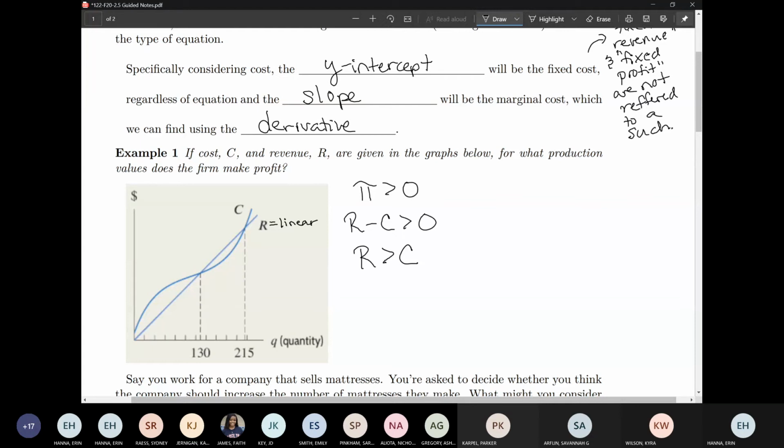So that's kind of the algebraic way to get yourself there if it doesn't just kind of click in your brain, which is fine. So where on this graph does the revenue, that linear straight line, end up above the curvy one? Just in kind of this area, kind of in the middle. So we would say that they make profit, I'm going to write it like this, Q is less than 250 but greater than 130. Notice I don't include 130 and 215 because those would be break-even points and I would make no profit, and that's not fun. I actually want to make some money.